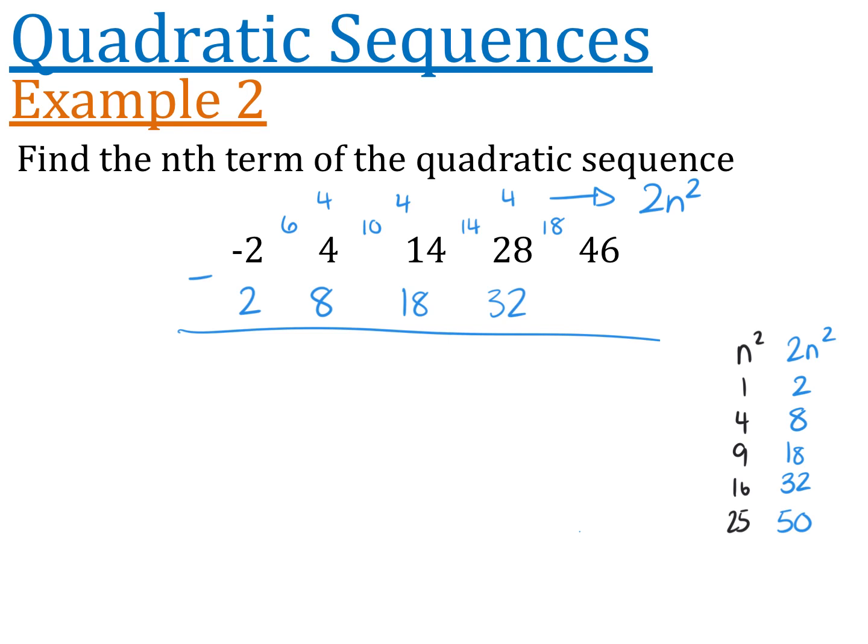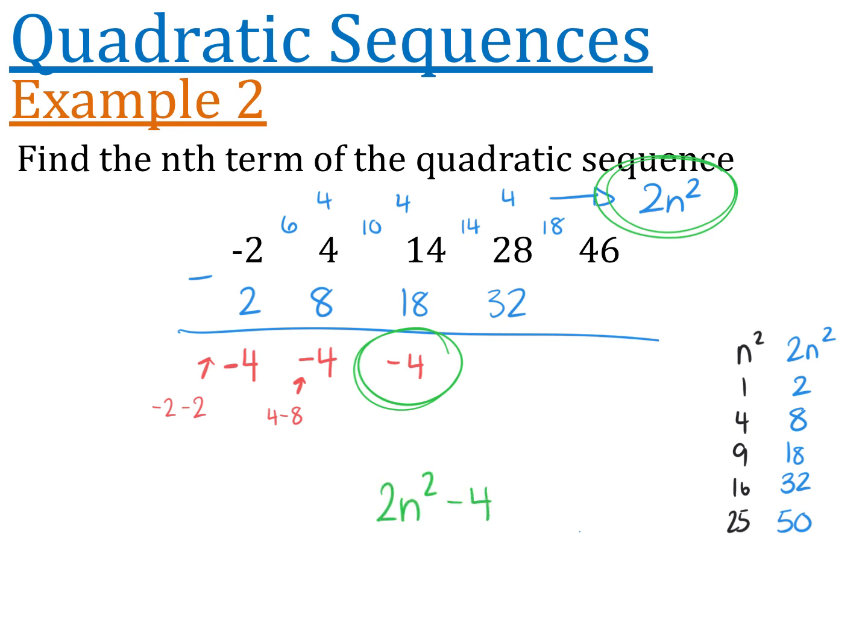Let's subtract this. This first answer is -2 take away 2, which is -4. This next answer is 4 take away 8, which is also negative 4. 14 take away 18, also negative 4. That pattern is going to continue, so we are interested in 2n squared and negative 4. 2n squared, take away 4. Hopefully that's making some sort of sense.